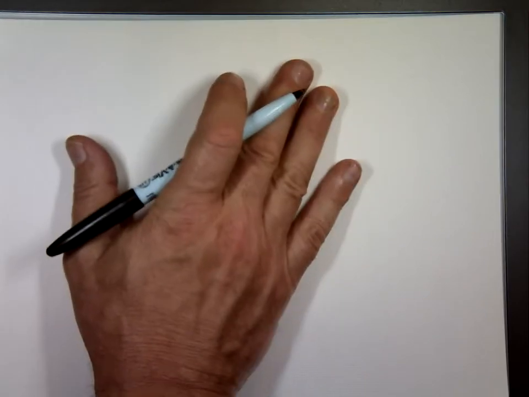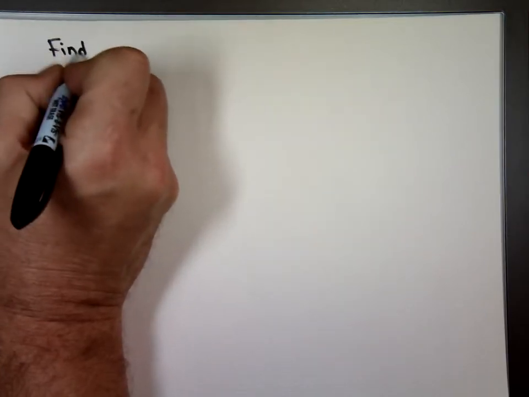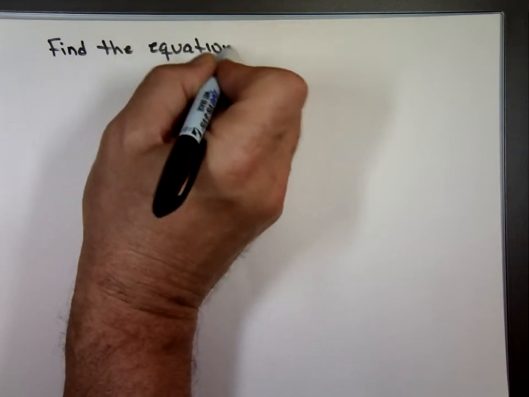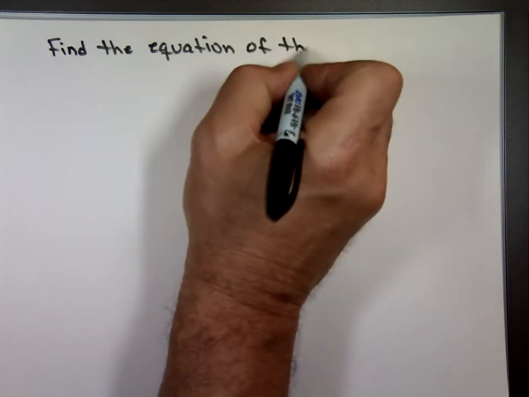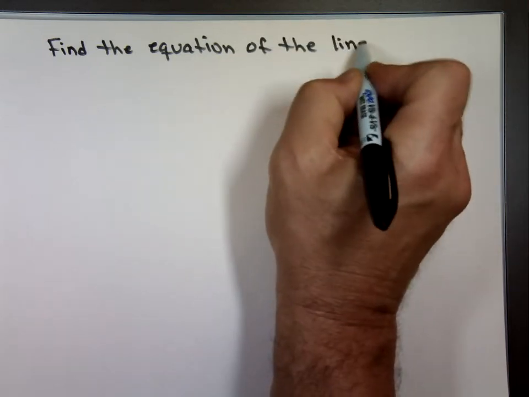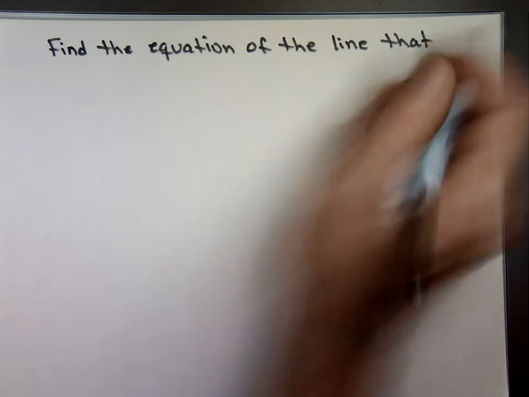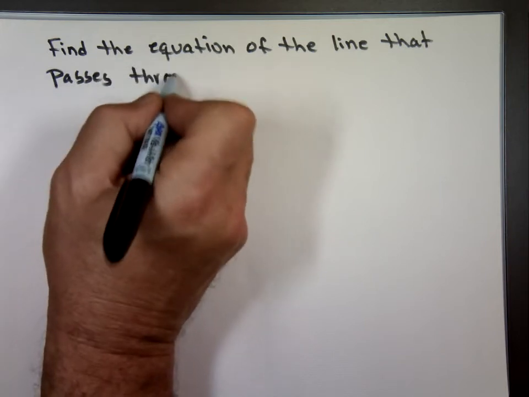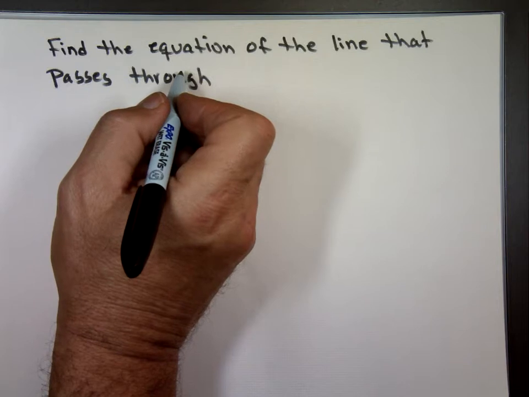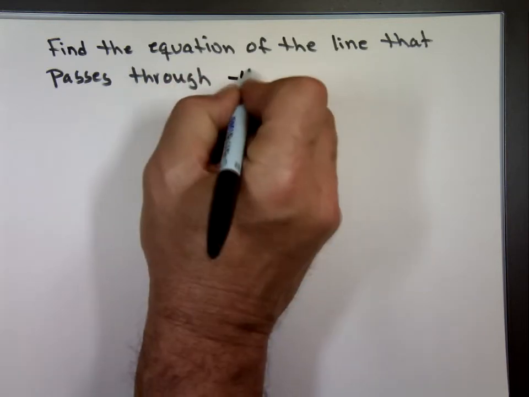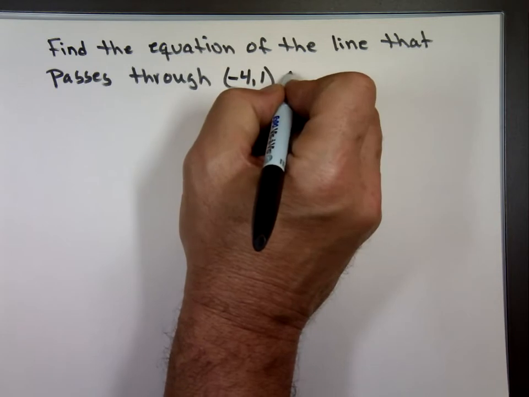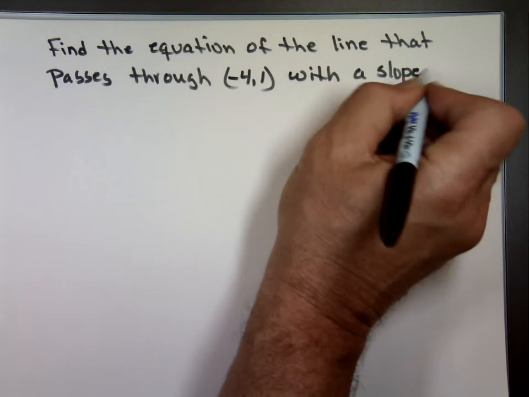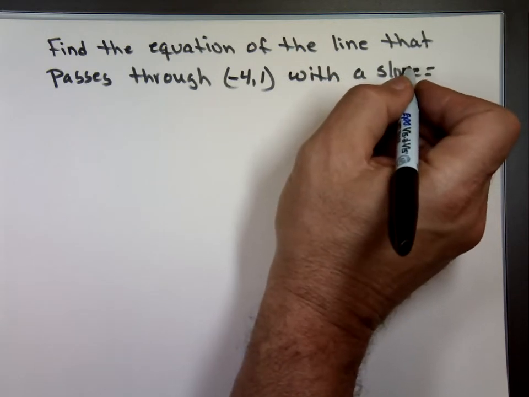Find the equation of the line that passes through negative 4 and 1 with a slope equals negative 1/2.